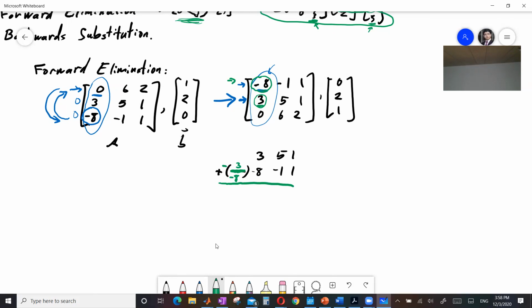Okay, so if we do this operation, we will end up with 0 here, 37 over 8 here, and 11 over 8 here. And also remember, we're doing exactly the same thing to B. So it'll be the second row, 2, so this guy, plus -3 over -8 times the first guy. In this case, it's 0, so it's irrelevant, so it's 2.